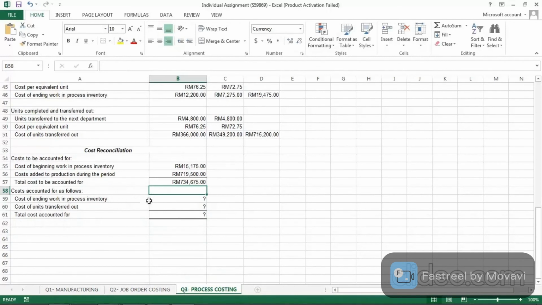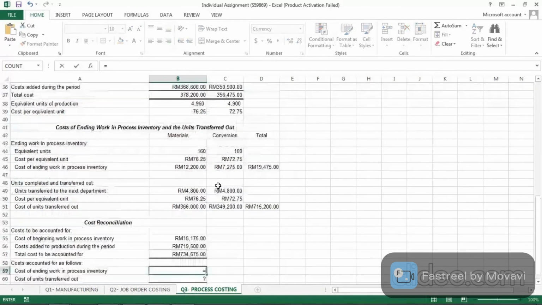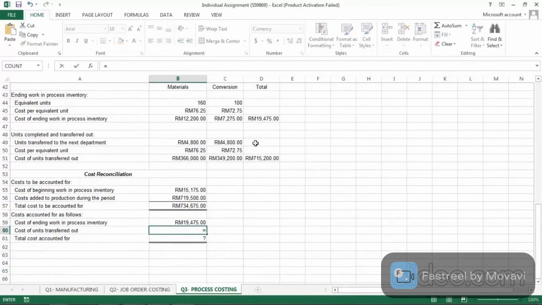So in cost accounted for, cost of ending work in process inventory, insert this amount, and then get the total cost.